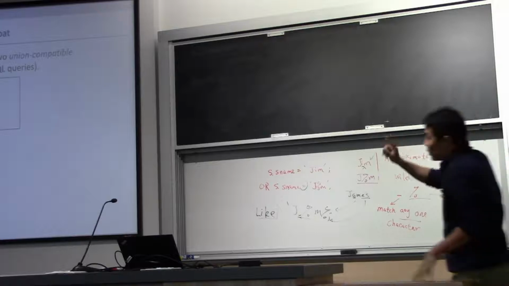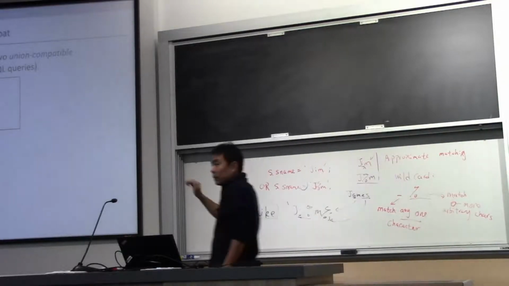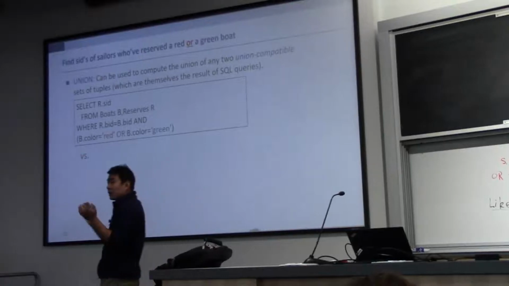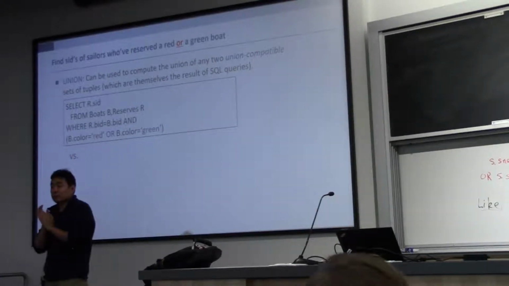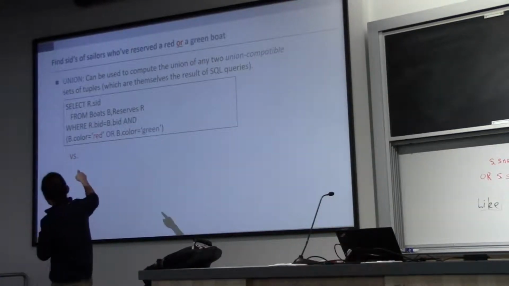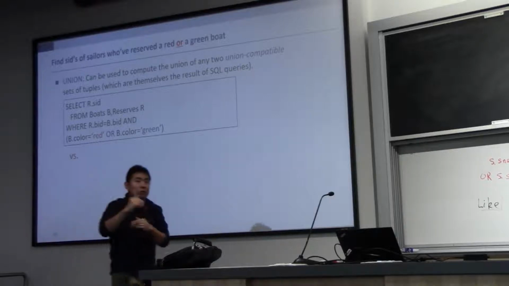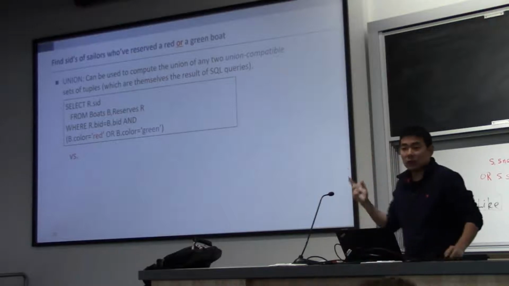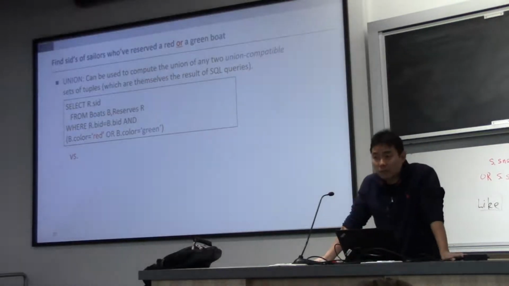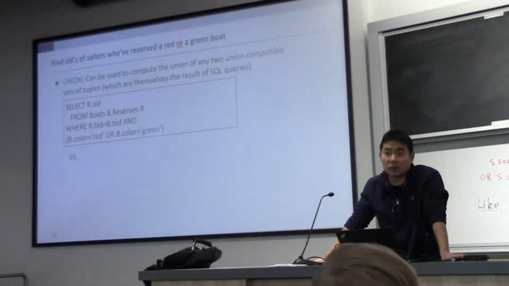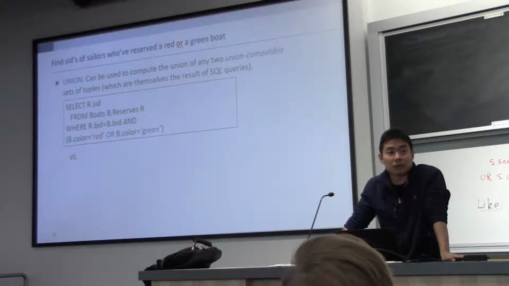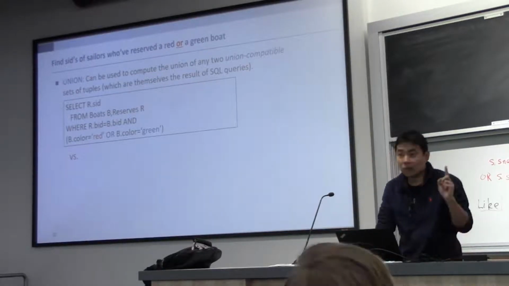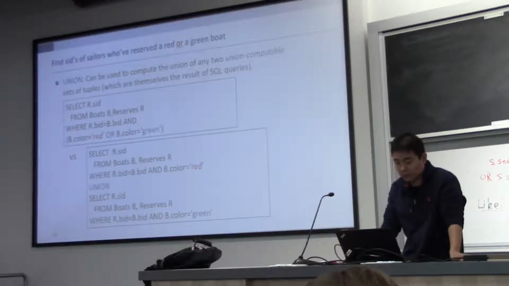Hence, I construct a join between boat and reserve with the condition that boat ID equal to boat ID. And color can be either red or green. Then for those matching records from my join results, I produce out the sailor ID. This gives me the sailors who have reserved either a red or green color boat. Okay? Of course, this is not the only way to do this query.